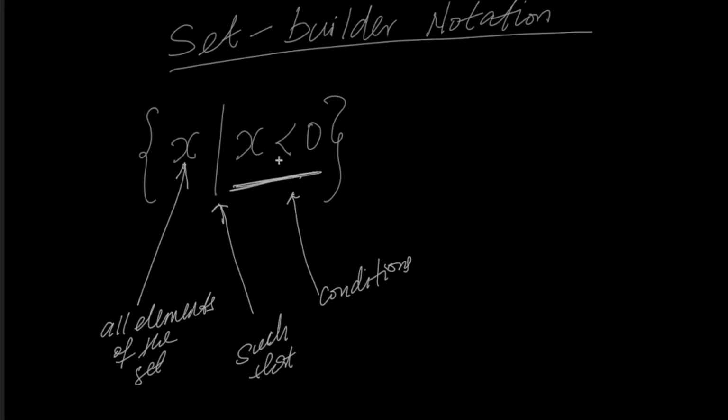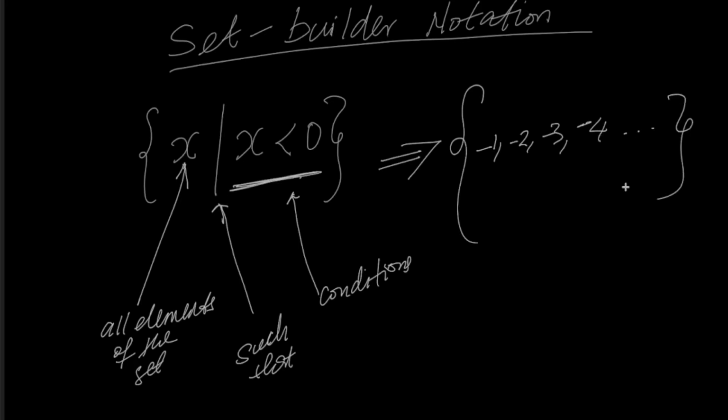If I want to build the set this notation represents, I will do it like this: x, and x means anything less than 0. That is to say, -1, -2, -3, -4, and so on and so forth. By looking at this notation, I was able to build this. Also, you can look at a set and build the notation. Let's see. For instance, you are given something like this.